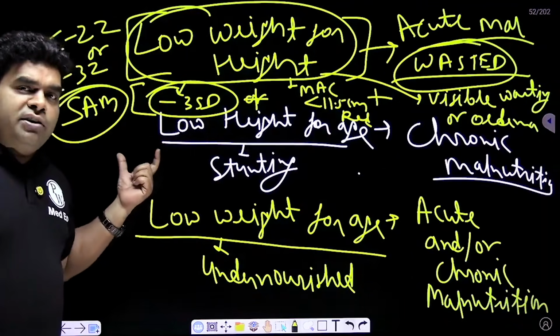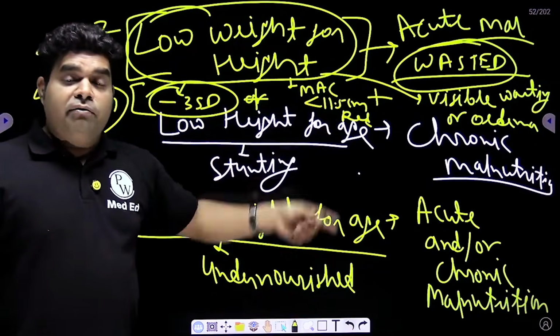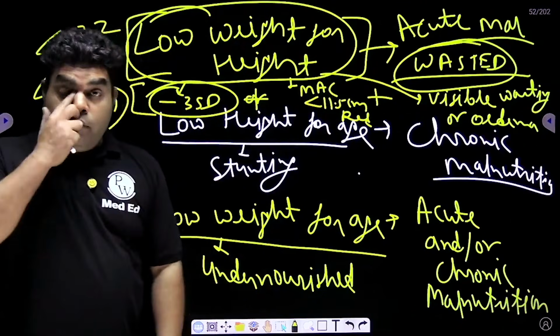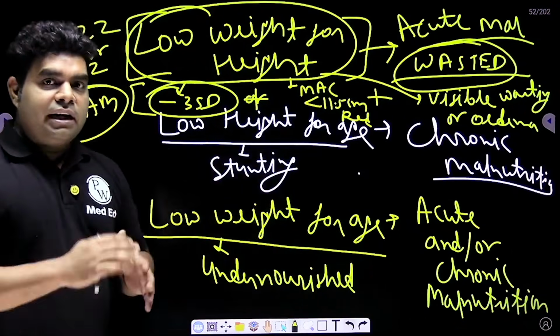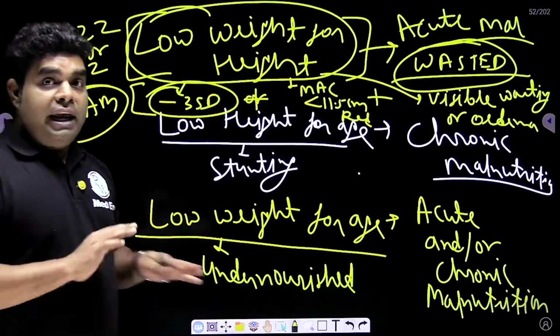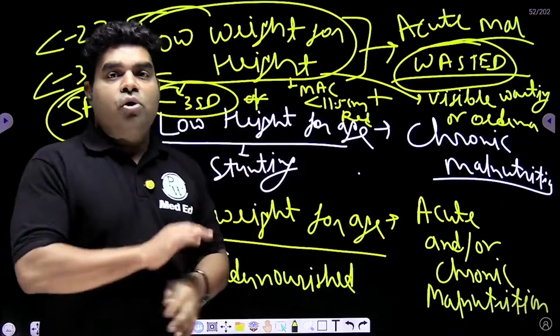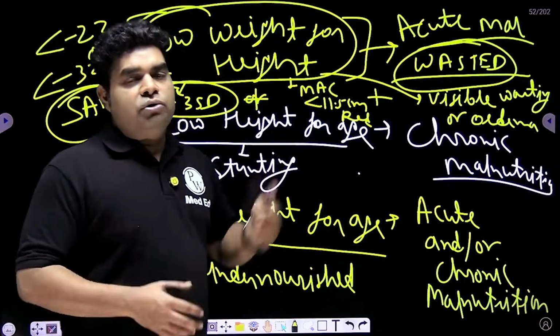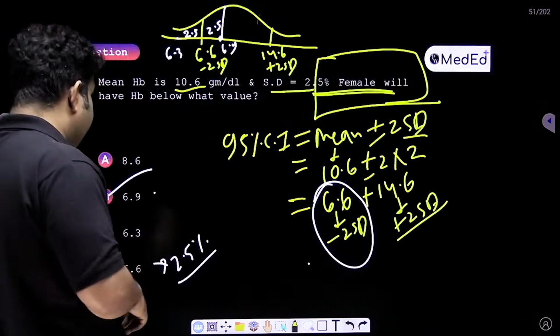For severe acute malnutrition, we use weight for height or mid-arm circumference, because mid-arm circumference is also not dependent on age. From 1 year till 5 years, mid-arm circumference remains the same. So they can ask in a separate question in pedia, which 2 criteria are not dependent on age. Remember, weight for height and mid-arm circumference are not dependent on age. That's why they use these 2 criteria for severe acute malnutrition. So now let's go to our interesting question.